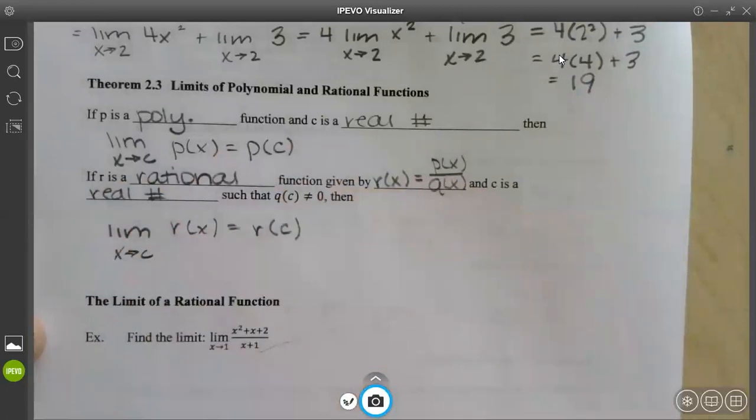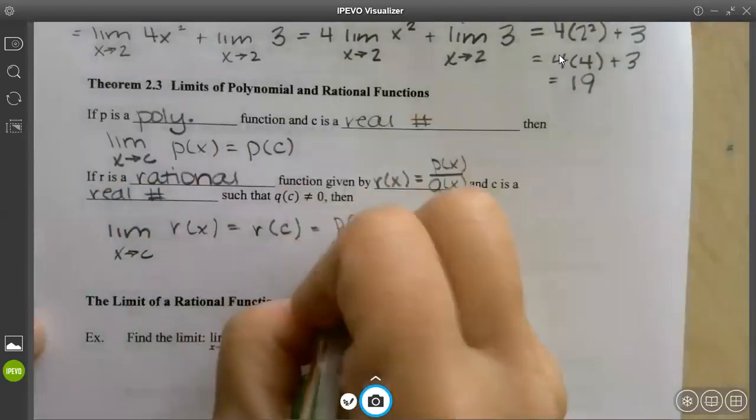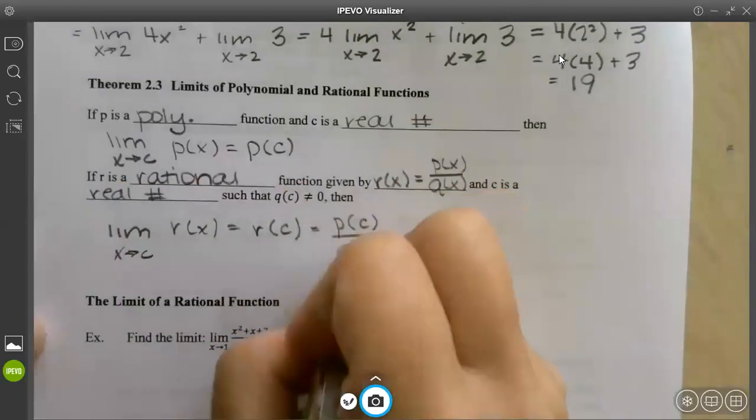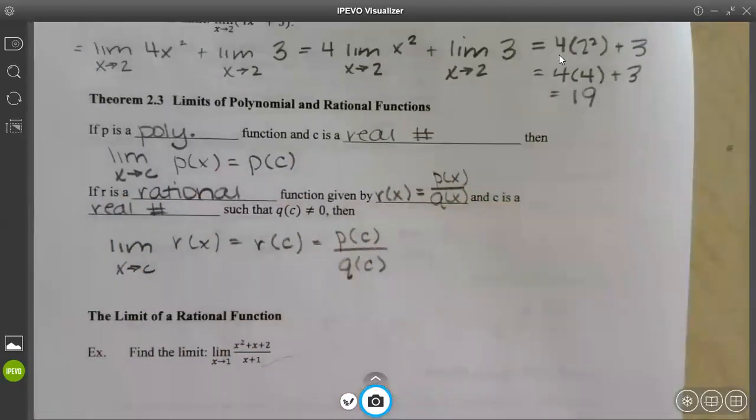There's a little bit more to this, but I'm trying to get you caught up. Remember, we defined R of x as P of x over Q of x. So it would be P of C over Q of C. Is everybody good? All right.